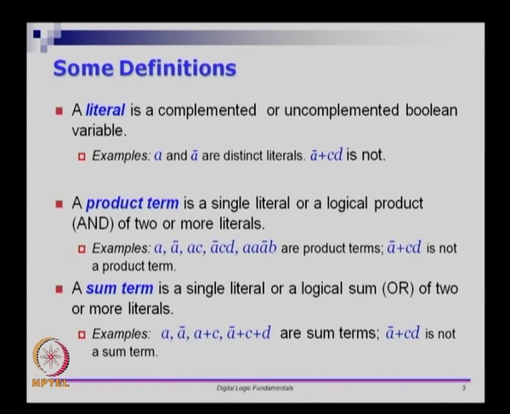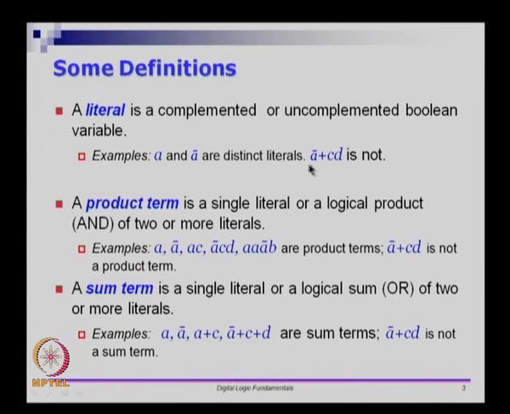Okay. So now let us move on to some definitions. These are fairly simple definitions, but these are necessary so that whatever we discuss later becomes clearer. So we will start with a single variable or a literal. A literal is essentially a variable which is either in the complemented or in the uncomplemented form. Let us look at these examples here. If I have a, it is a single variable and it is in the uncomplemented form, a bar is in the complemented form. So a and a bar are actually two different literals of the same variable a.